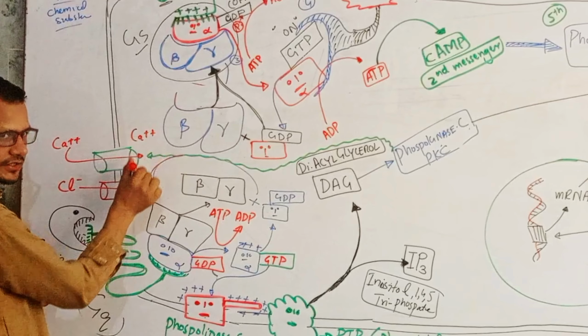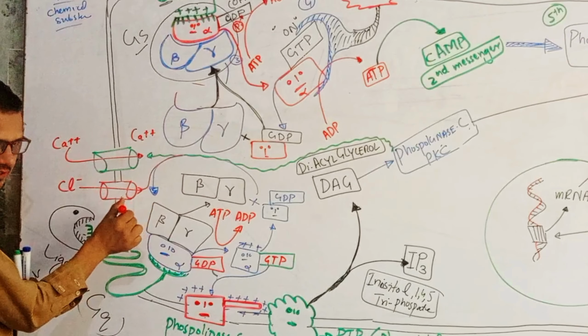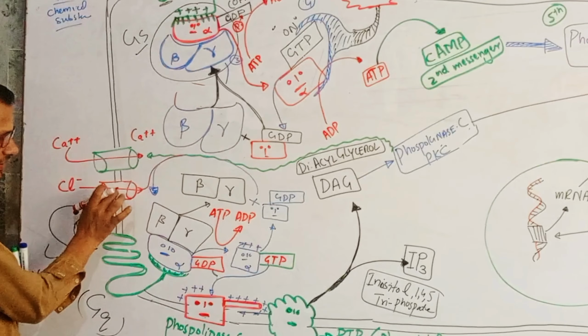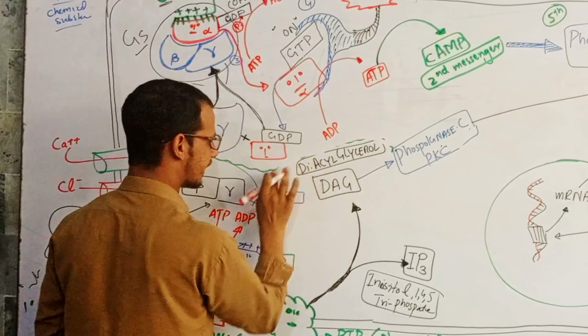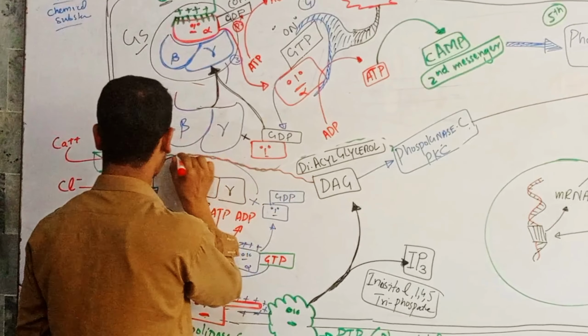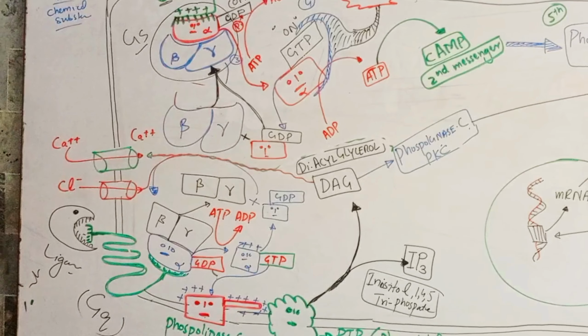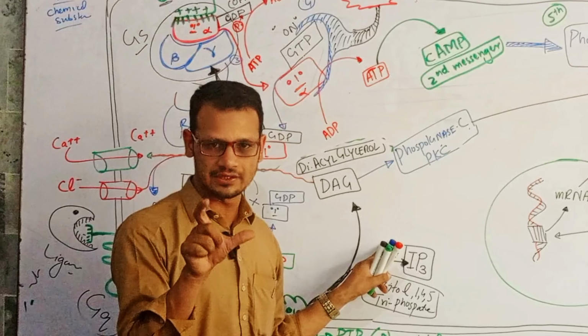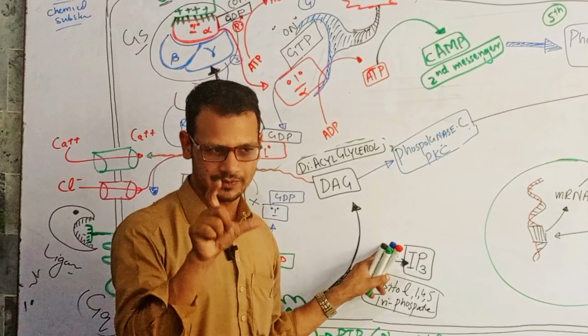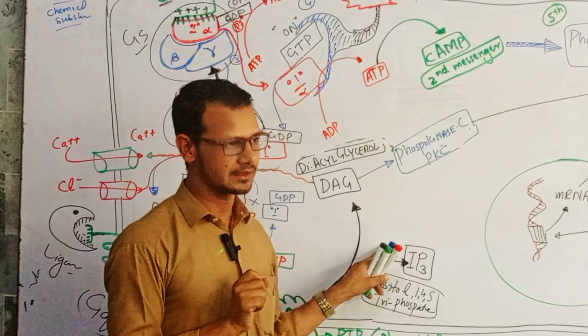This is for depolarization, this is for repolarization, right? These are the functions which are performed by this DAG directly, right? This IP3 is specially responsible for the releasing of calcium from endoplasmic or sarcoplasmic reticulum, right?